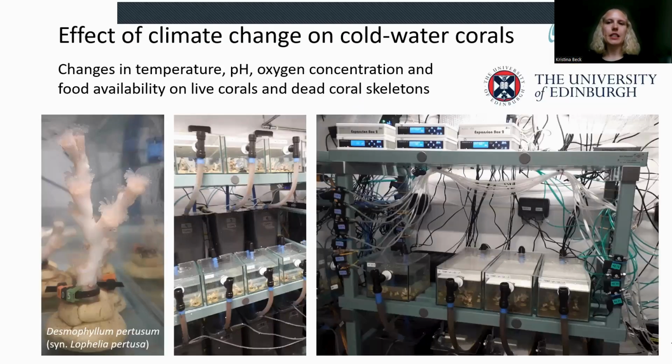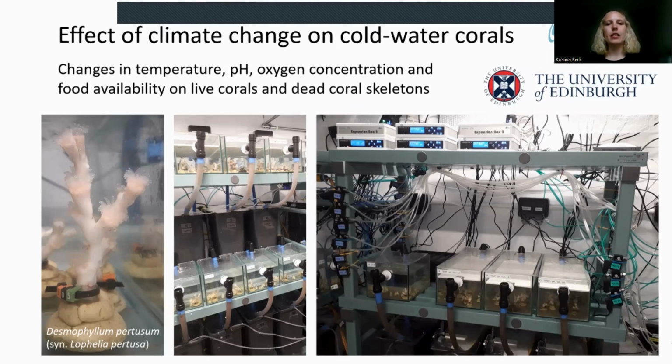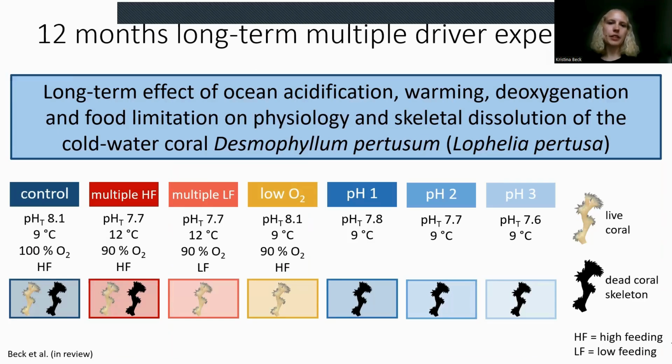I'll now move on to the second experiment that I wanted to talk about. This is one that I did at the University of Edinburgh in collaboration with the Marine Station in St. Abbs. And here I looked into the combined effect of changes in temperature, pH, oxygen concentration, and food availability on Desmophyllum pertusum or Lophelia pertusa. And in this experiment, we looked at the effect on live corals, but also on the effect of ocean acidification on dead coral skeletons. And this experiment was run for a whole year.